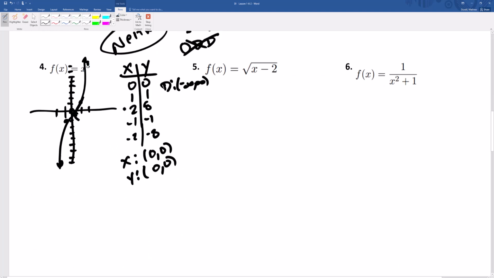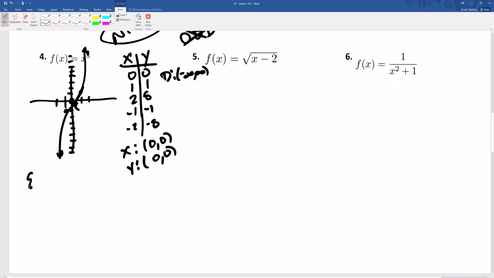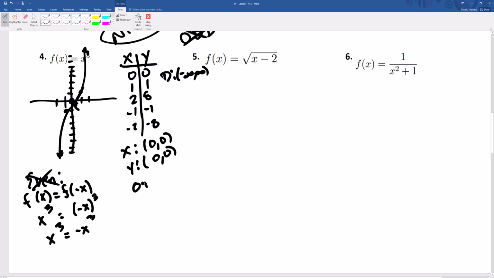Test for symmetry. So we want to see if it's even, odd, or neither. If it's even, you have to show that this is true. Does your function equal your function with negative x plugged in? Do those equal? No. So now we have to show if it's odd. If it's odd, does your function with the negative x plugged in equal a negative times your function?